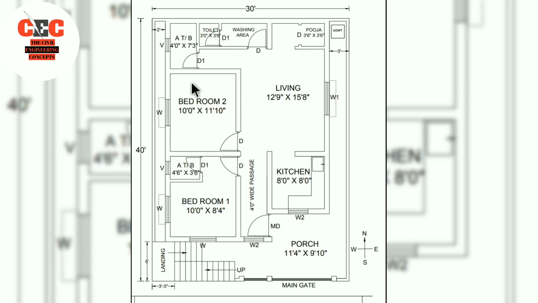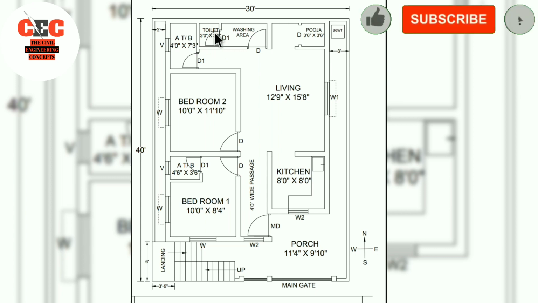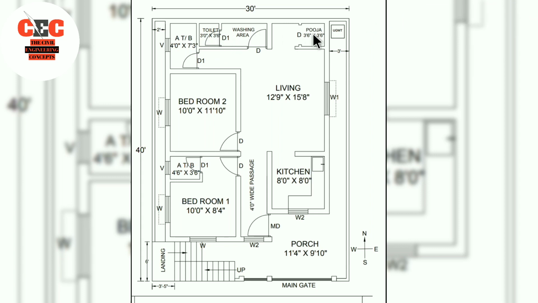A common attached toilet and bath is provided in the northwest corner and the size of this is 4 feet by 7 feet 3 inch. And a separate toilet room is provided and the size of this is 3 feet by 3 feet 6 inch. And if you don't like the idea of this, you can use it as a washing area and keep a washing machine in this place.